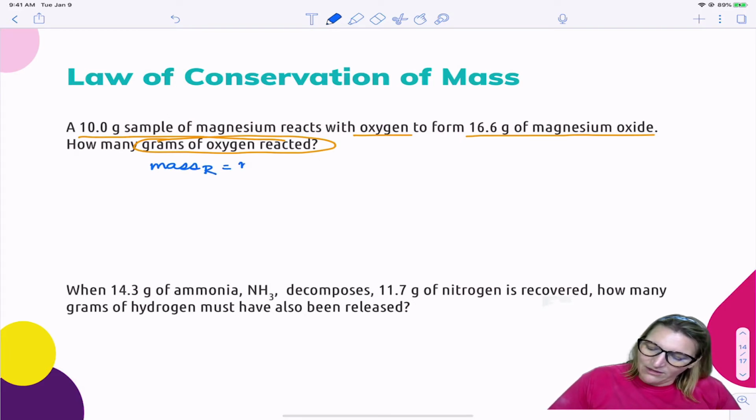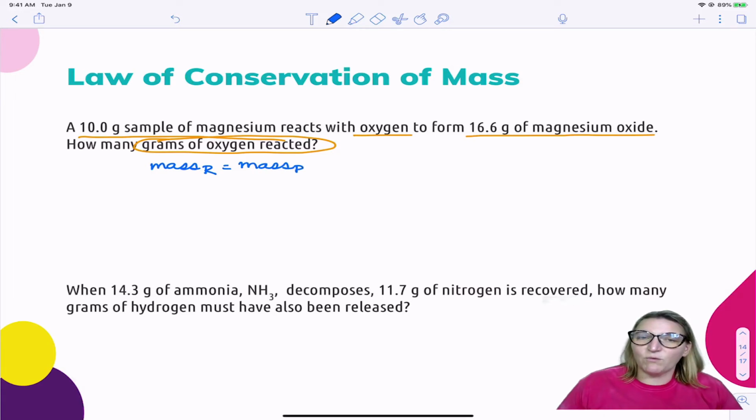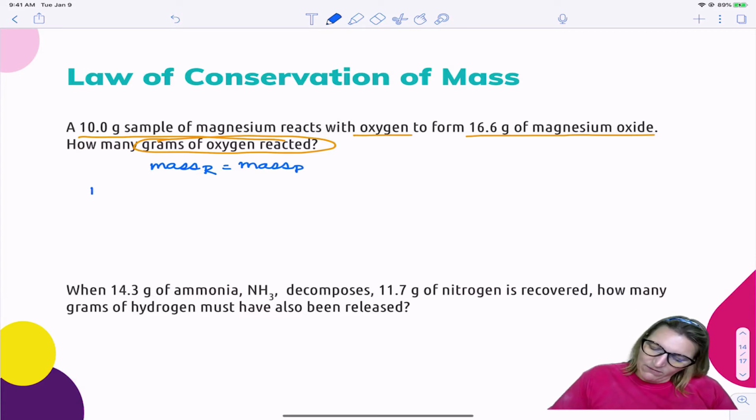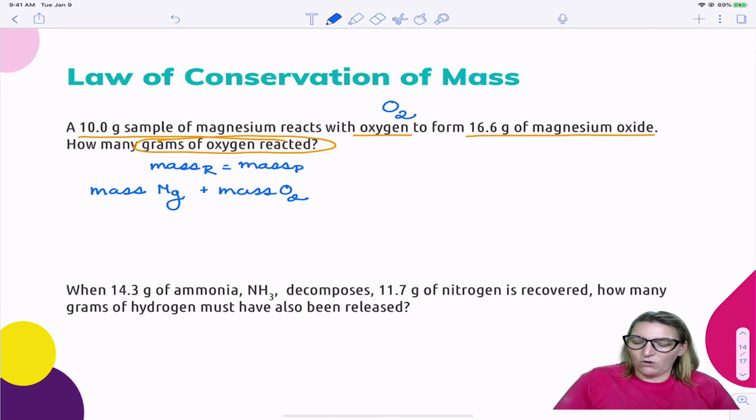I'm just going to abbreviate that with a lowercase r is equal to the mass of the products. Read the question again. What are the reactants? Well, that would be the mass of the magnesium and the mass of the oxygen. Oxygen symbol is O2. Magnesium symbol is Mg.